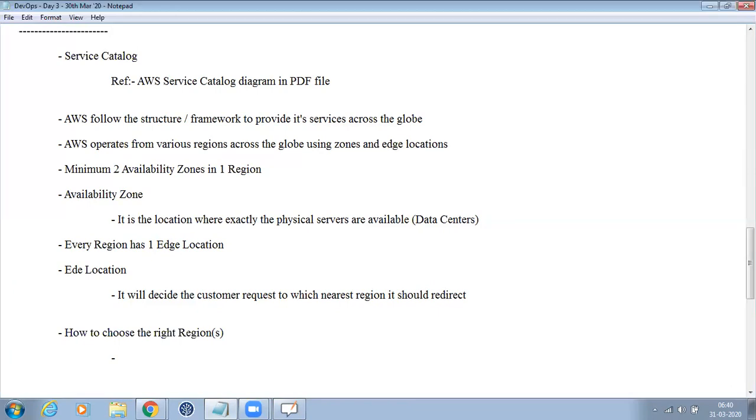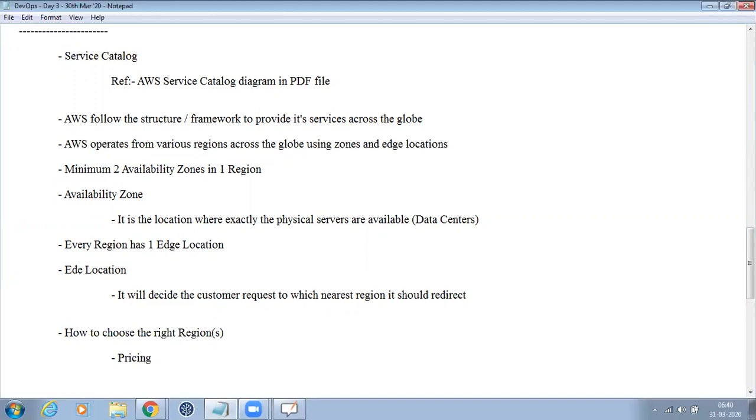What are the various factors? I said, right? We have to think about what are the various factors that should be considered when we are choosing a region. First one is pricing.